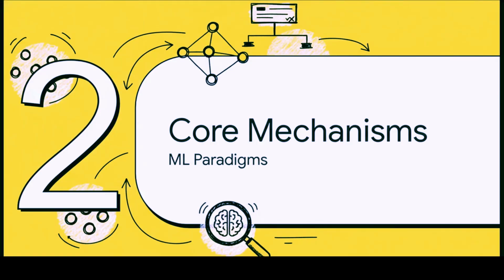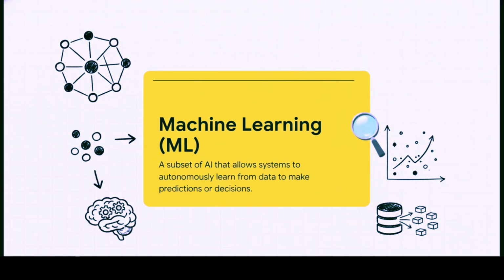We will now examine the high-level mechanisms that enable these systems to function. Our focus will be on the field of machine learning, which underpins many contemporary AI systems. Machine learning is a subfield of AI. It provides systems with the ability to identify patterns in data and make subsequent predictions or decisions, without requiring exhaustive, explicit programming for every possible contingency.